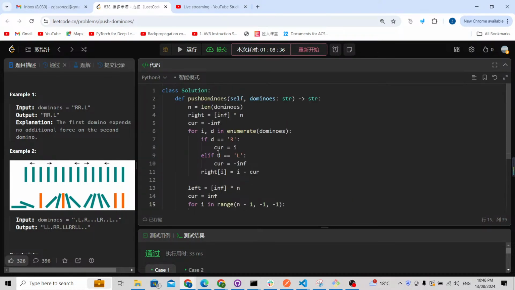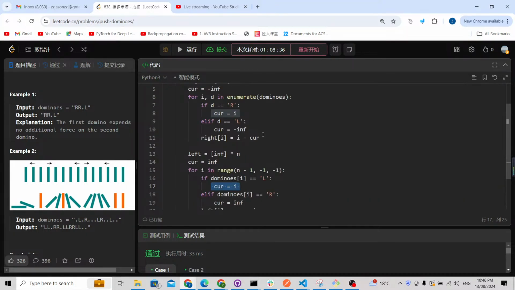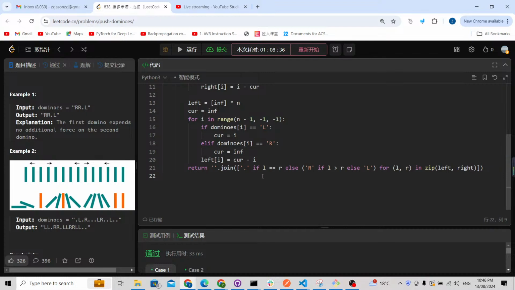Let me just double check if everything is okay. And this is I minus current, and this is a current minus I, and this is infinity, and this current is going to be equal to I. And finally, we just need to check the final solution. Now let me just submit it to check.